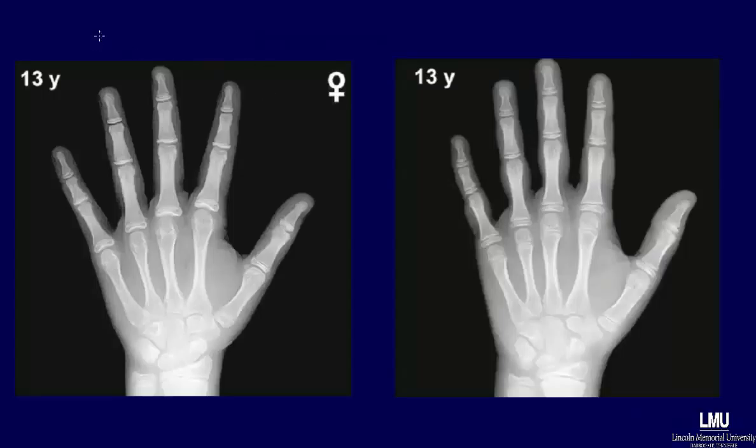Here we have the hands of two 13-year-olds. On the left we have a female and on the right we have a male. On these x-rays I'm going to circle the carpal bones in order to emphasize how close together they are in the female and how far apart they are on the male.